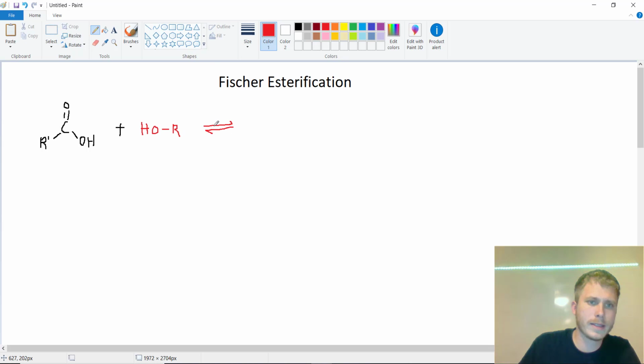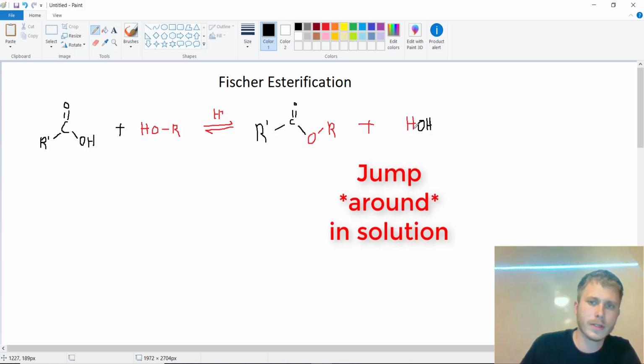Okay, so we need an acid catalyst to help this reaction out. And in this process, I labeled that one as R prime. So we have R prime, we have C, we have O, and then from here we have our O and our other R. And then finally, that H that was on the alcohol is left over, and then we have our OH.